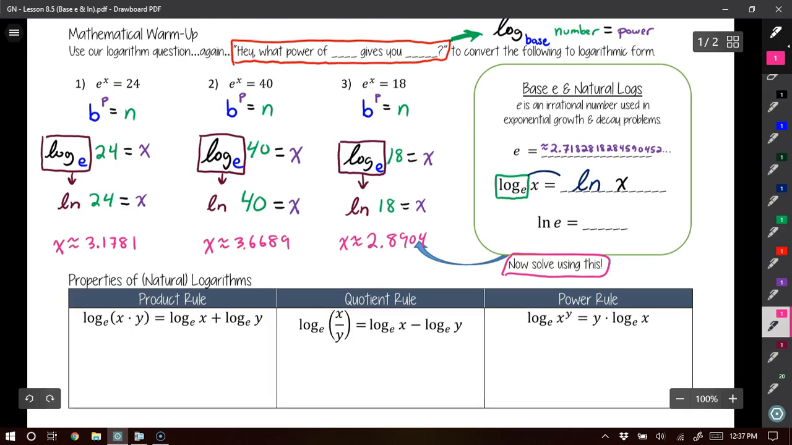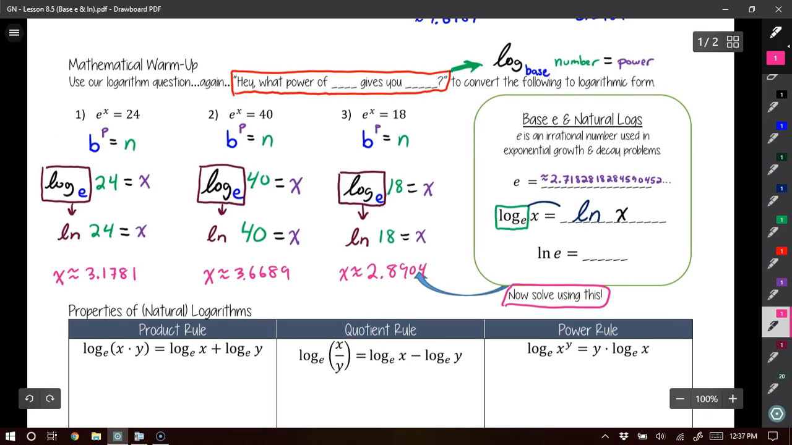So we're going to convert the same way we've done it before, except for when I'm doing logs. I'm doing my question: what power of blank gives me blank? Log base of a number equals a power. I'm going to replace log base e with ln because we want to be lazy and use 2 letters rather than 4 letters. That's it.